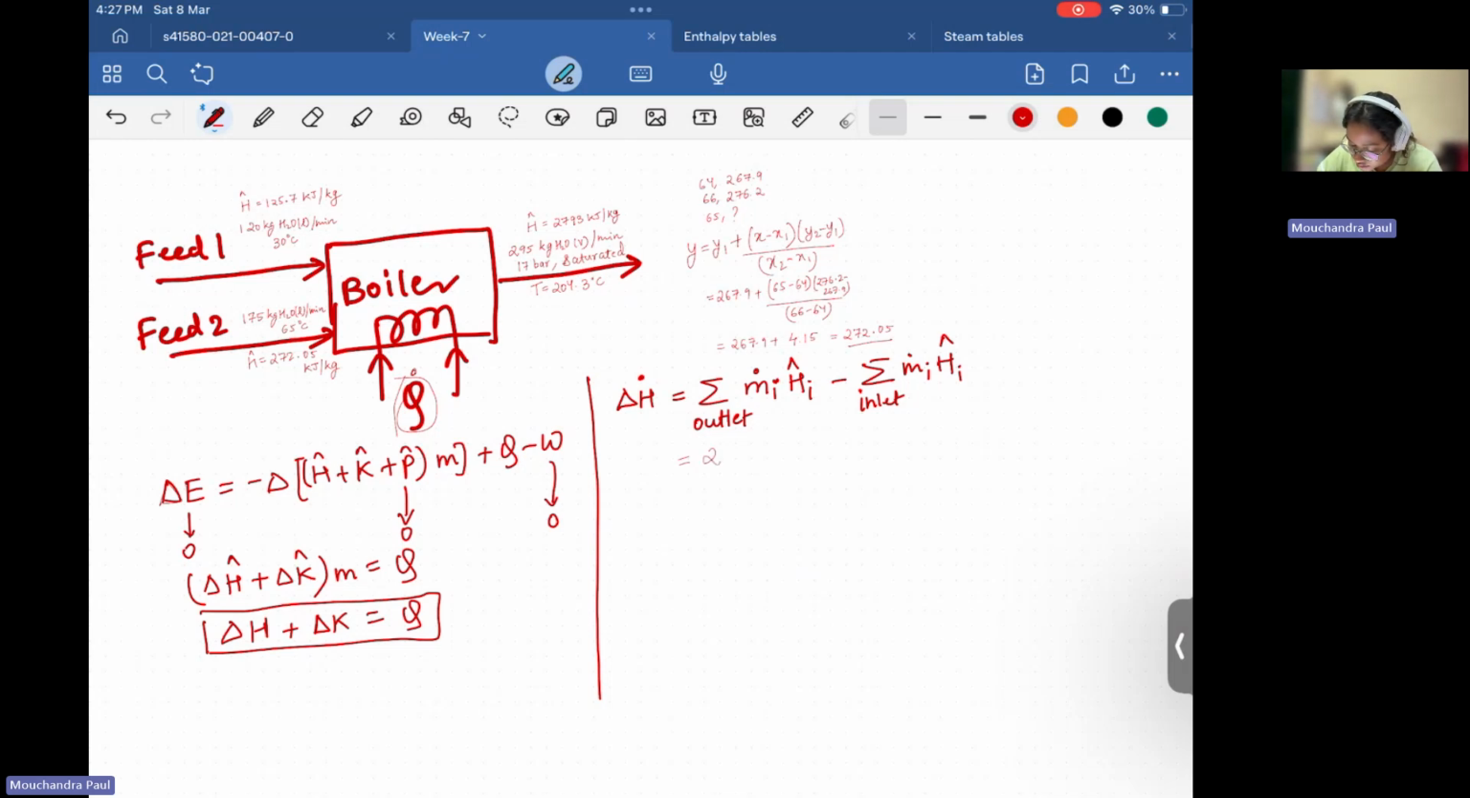So for the outlet part, the value becomes 295 kg per minute. Here enthalpy is 2793 kilojoule per kg. This is the outlet part. Inlet, 120 kg per minute.